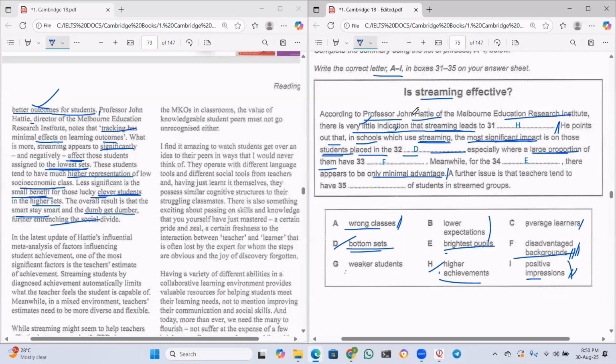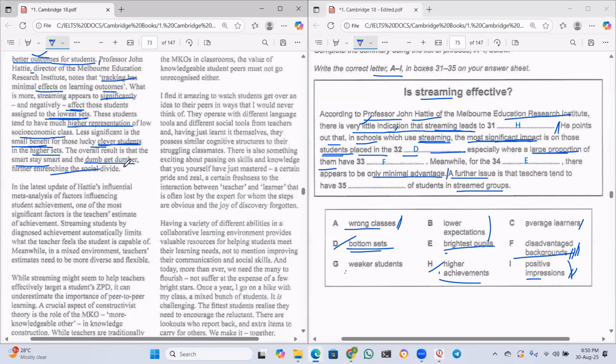Got it, guys? So in this way, you can answer very easily. IELTS reading is very easy. Don't worry. Okay. It only takes some practice. That's it. A further issue is that teachers tend to have dash of students in streamed groups. So he's talking about a further issue. There is some more issue. Okay, maybe let's read some more.